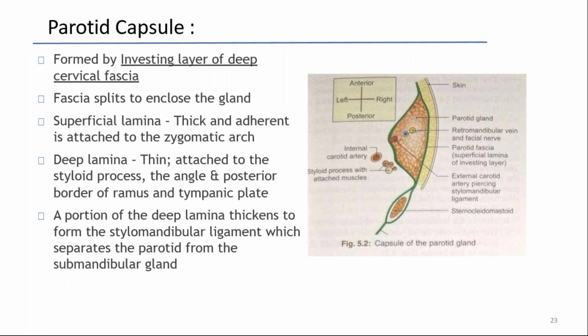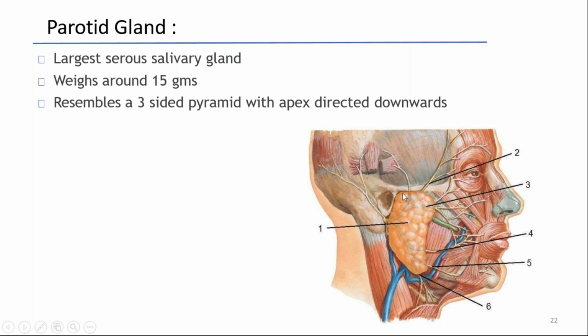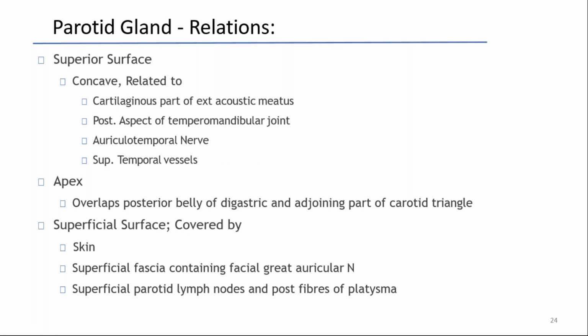So here, for example, this is the superior surface near the zygomatic arch. This is the superior surface, this is the apex, whereas this is the superficial surface. So anything under the skin is the superficial surface. It is covered by skin, superficial fascia, and superficial parotid lymph nodes, and then comes the superficial layer of the investing layer of deep cervical fascia.